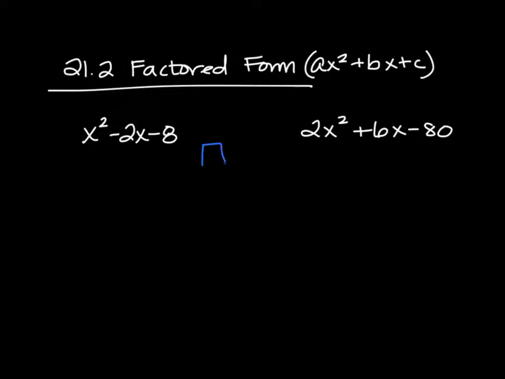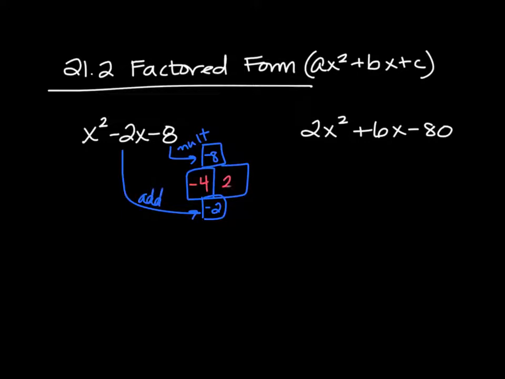So we've got our little kind of puzzle set up here. And remember, our top number is our multiplying number, which we get from the end. Okay, so that's going to be -8. Our bottom number is our adding number, which we get from the middle, -2. And so if I think about my two numbers that can multiply to -8 and add to give me -2, those are going to be -4 and +2.